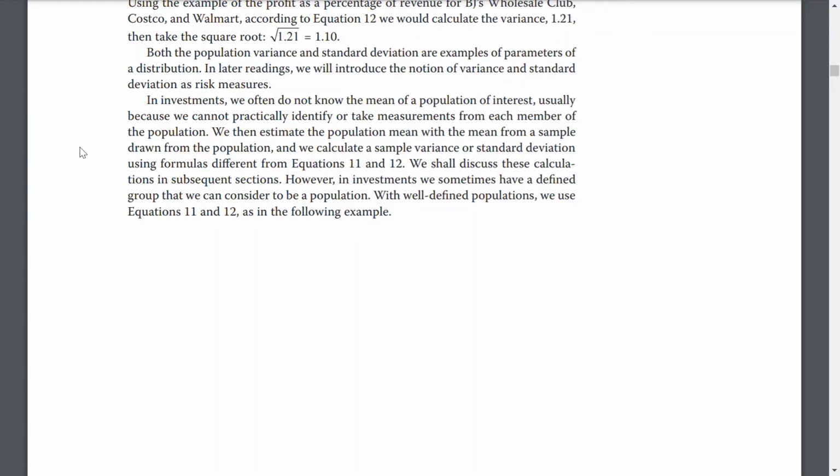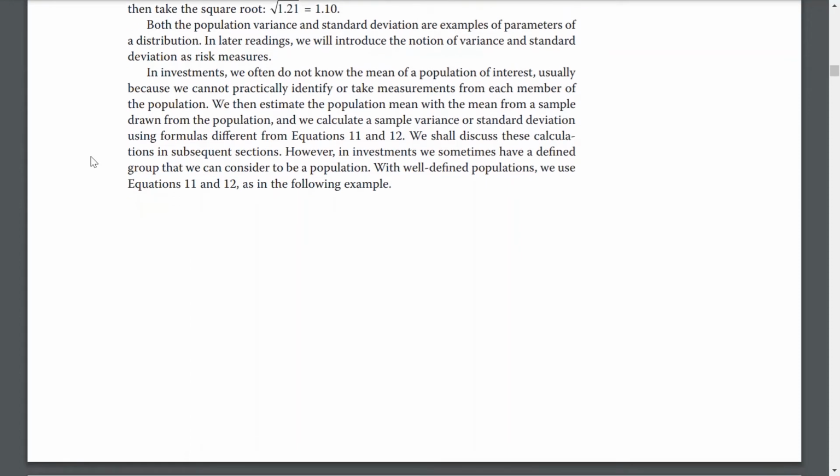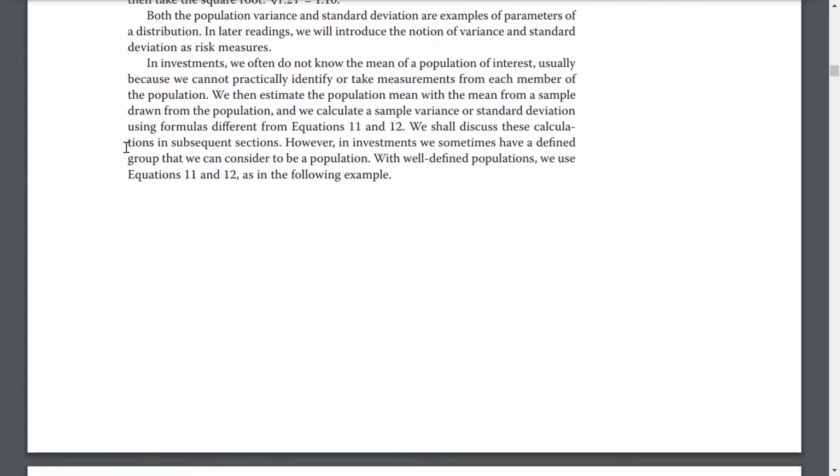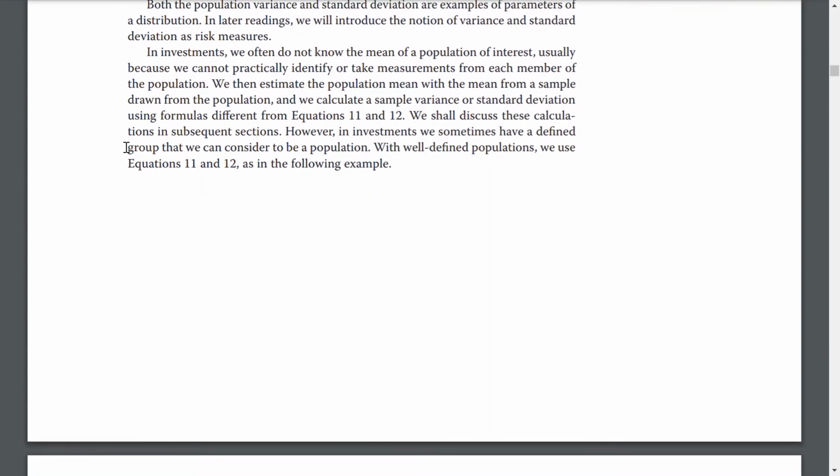In investments, we often do not know the mean of a population of interest, usually because we cannot identify or take measurements from each member of the population. We then estimate the population mean with the mean from a sample drawn from the population, and we calculate a sample variance or standard deviation in subsequent sections. However, in investments, we sometimes have a defined group that we can consider to be a population. With well-defined populations, we use equations 11 and 12 as in the following example.